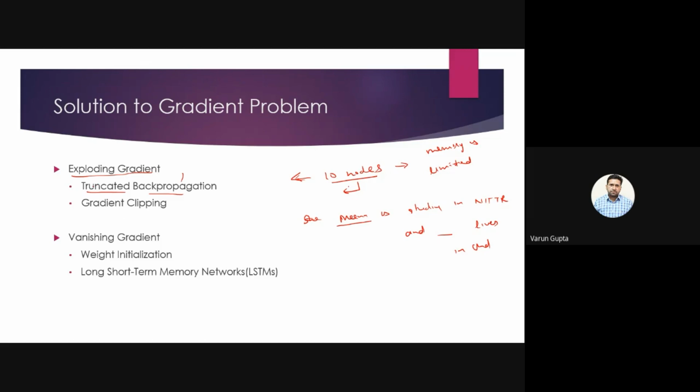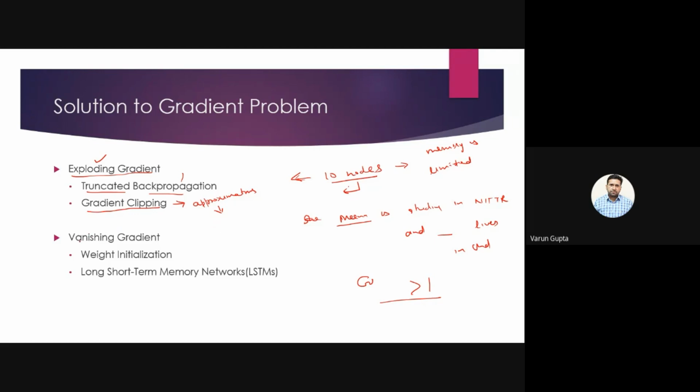Or another solution for exploding gradient is that you can clip the gradient. You can put some limit that your gradient can't go beyond 1. More than 1, it can't go. Just up to that point only. So that is called gradient clipping. But it will lead to some errors in the network. It will add some approximation to the gradients. So that will hamper the accuracy or performance of the network.